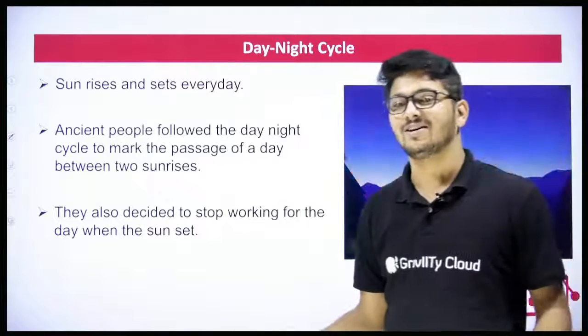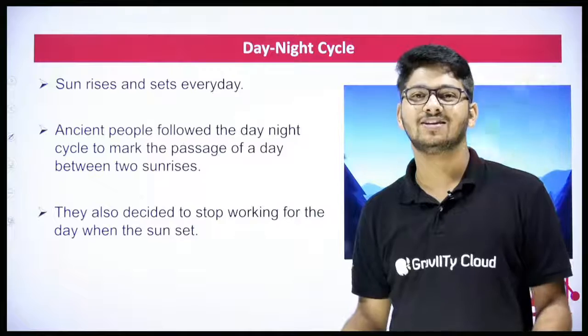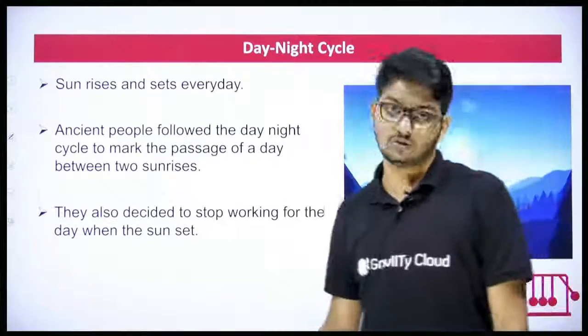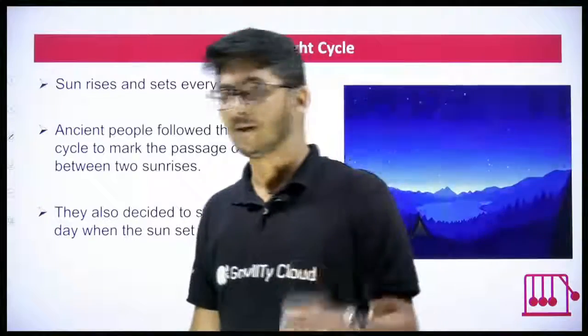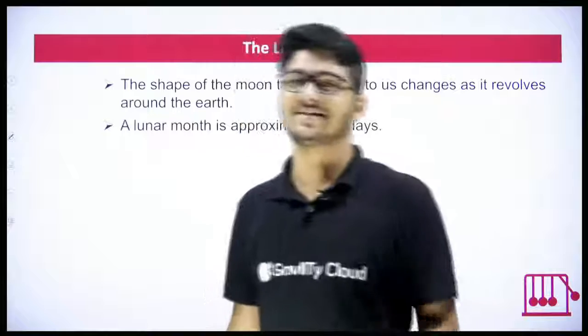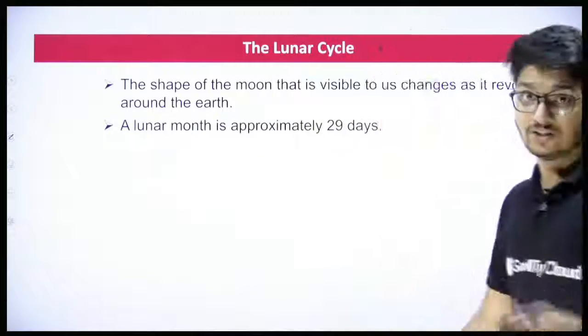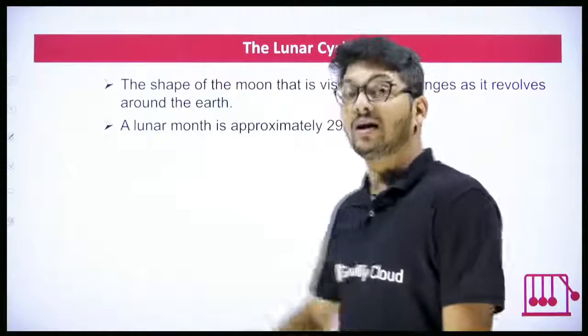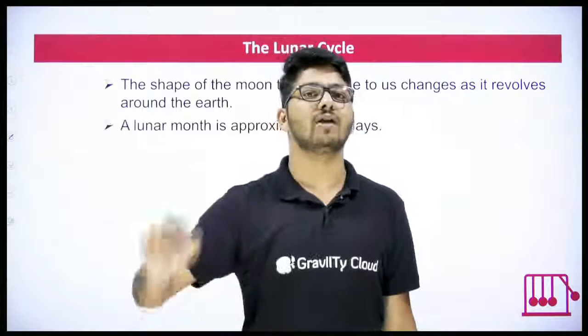But nowadays, we have electricity, we have current. So even at night we work. But that's not how ancient people used to do. Clear? Good. Then only days? No, we had other natural examples also. That is a lunar cycle. Lunar will refer to moon. Solar will refer to sun. Lunar will refer to moon.